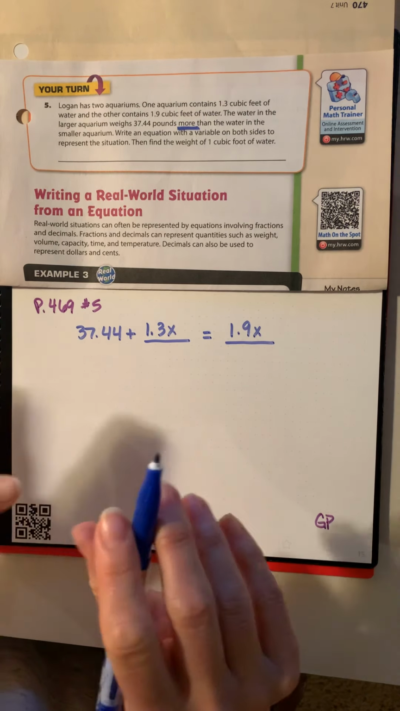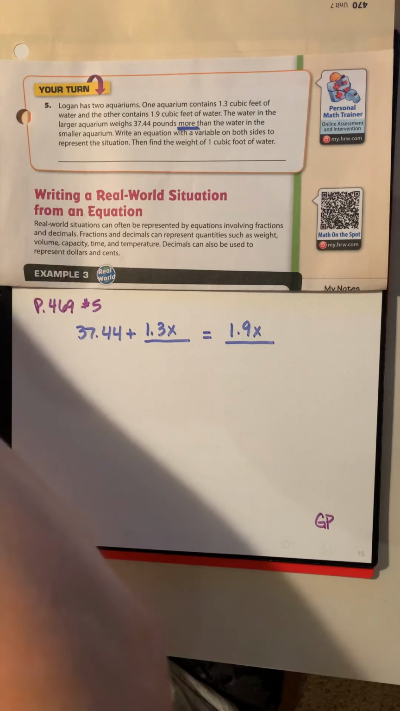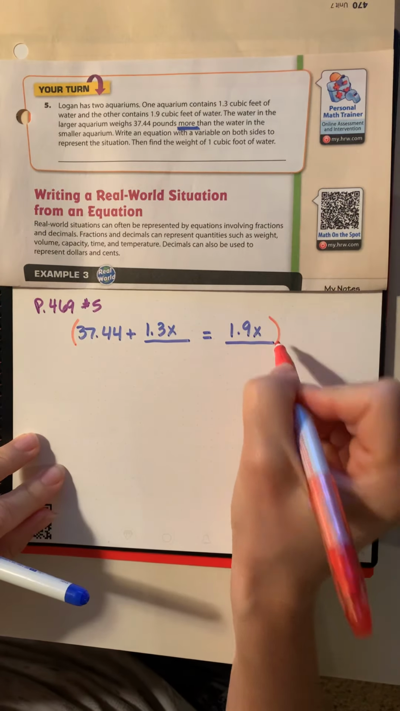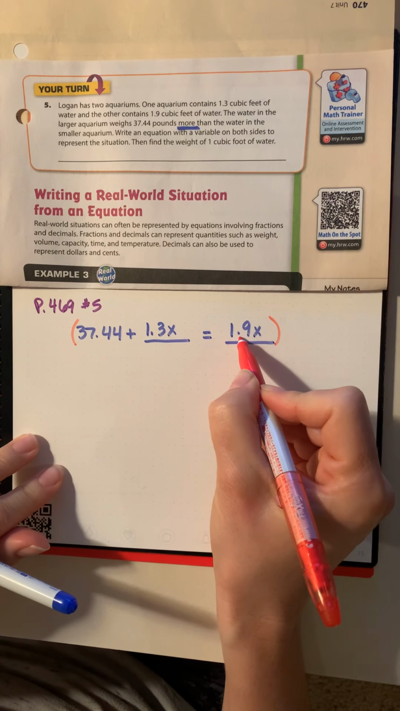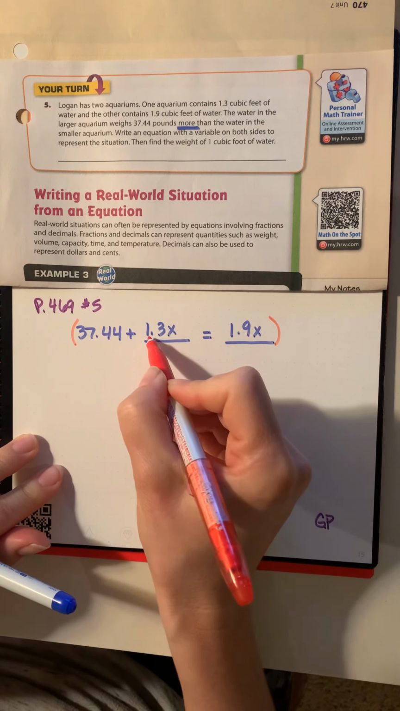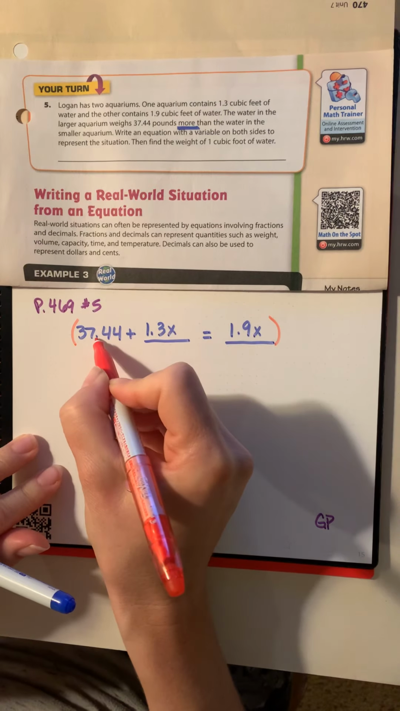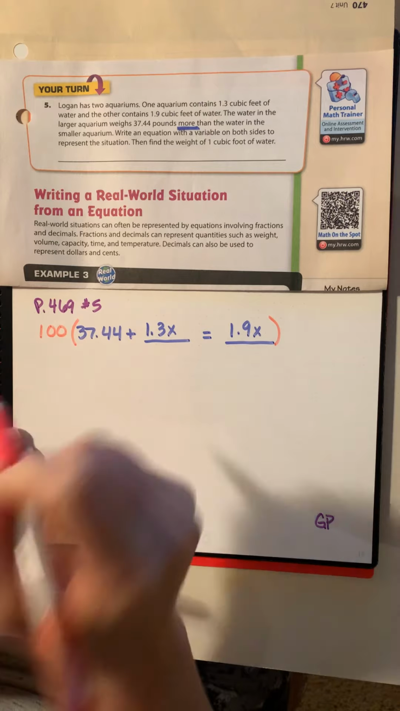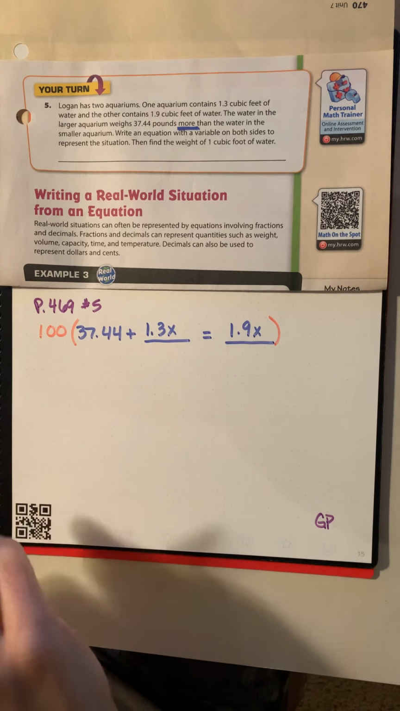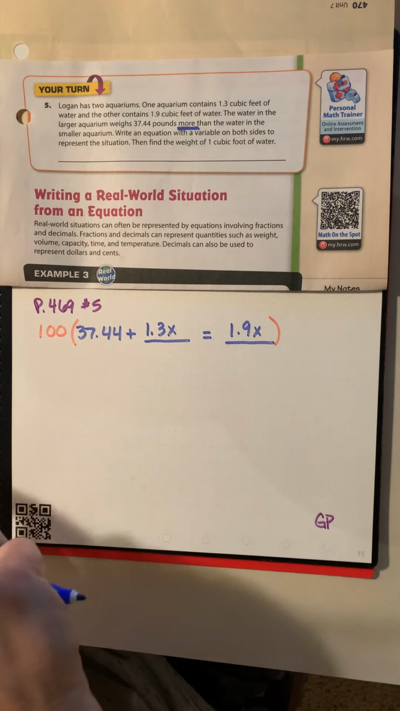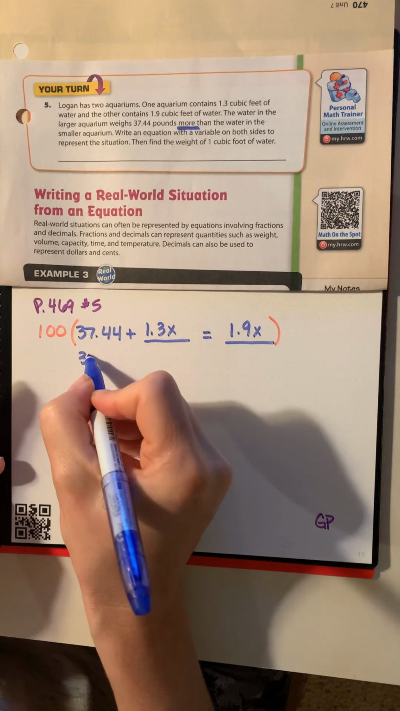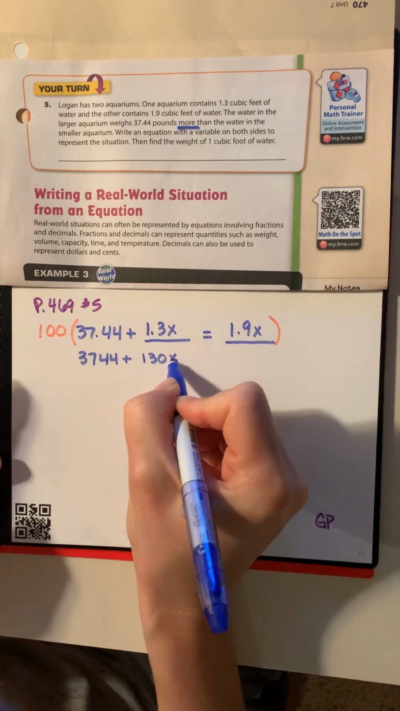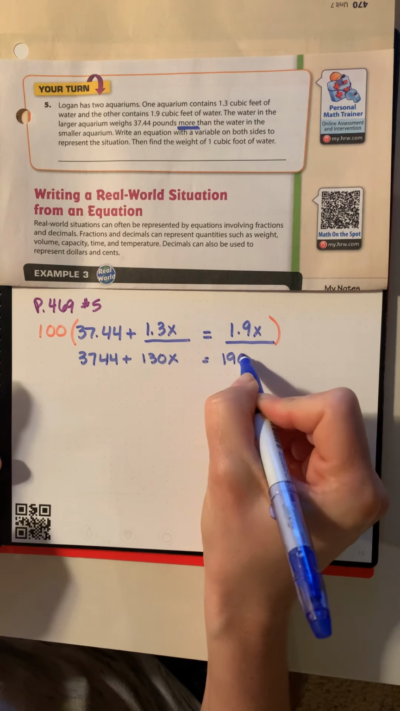Well, this looks like kind of a train wreck, so I want to go through and multiply every term by a power of 10. This one looks like it just has one place to go, one place to go. This has 2 places to go, so I'm going to use that as my guide. There's my 2 places to go. Once I've gone through and multiplied, you'll see I've simplified to this: 3744 plus 130x equals 190x.